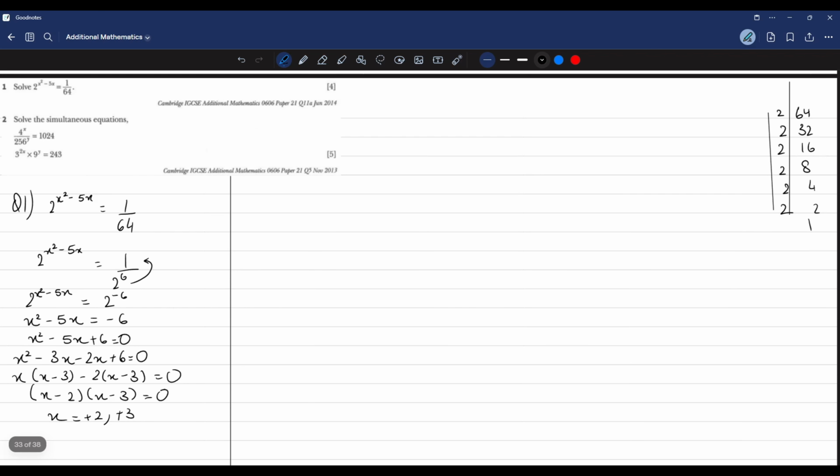Pretty simple. Question number two is 4 raised to the power x divided by 256 raised to the power y equals 1024, and 3 raised to the power 2x multiplied by 9 raised to the power y equals 243. Now, as you can see, it's going to be really hard solving it just like that. So we are going to simplify these equations. First, simplify equation number 1.